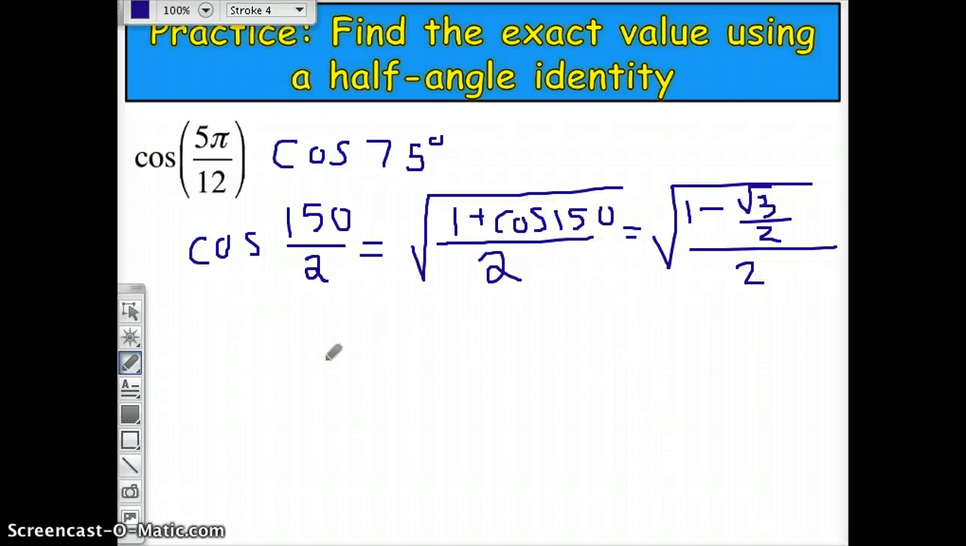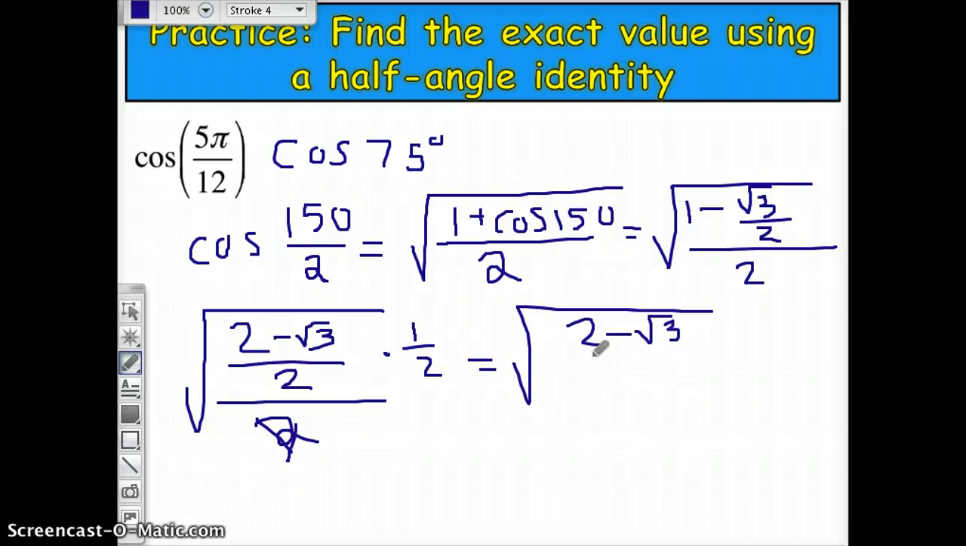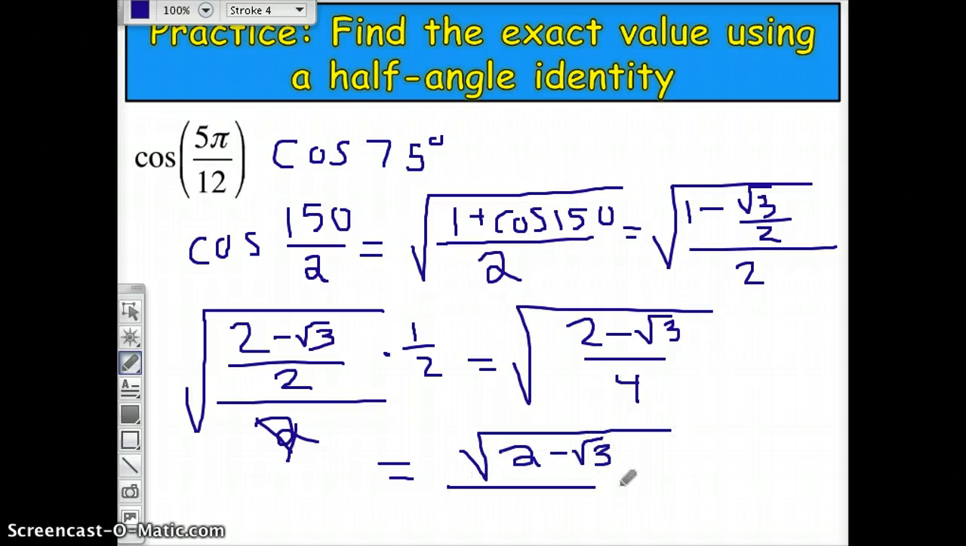The numerator, you want to combine that, so that'd be 2 over 2 minus root 3 over 2. So 2 minus root 3 over 2, all over 2. You're dividing by 2, so you're really multiplying by 1/2. So that's 2 minus root 3 over 4, and the square root of 4 is 2. So your final answer is the square root of 2 minus the square root of 3, all over 2.